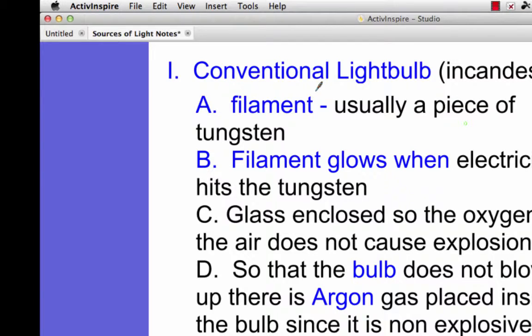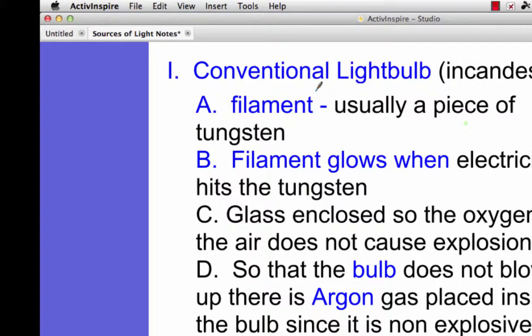Now, talking about some of those light bulbs that we went through in our Light Lab 1, the first one that you probably know the most about is the conventional or the incandescent light bulb. That's the light bulb that you see above cartoons, whenever they get an idea, the light bulb comes on. That's the light bulb that they're showing, an incandescent light bulb.